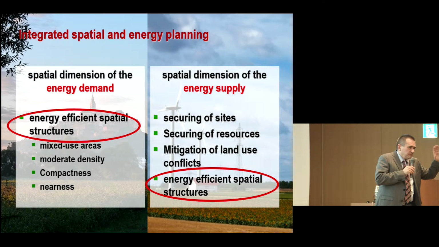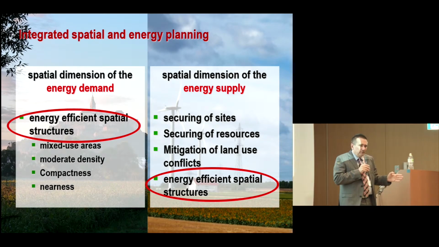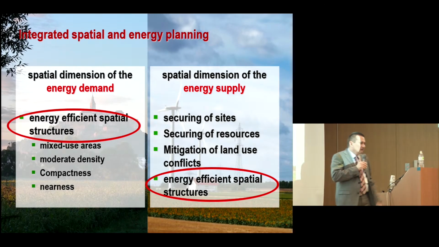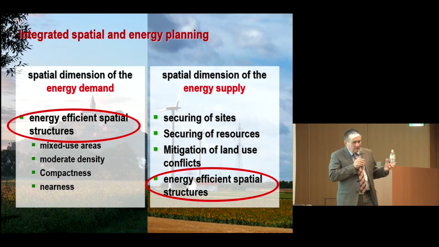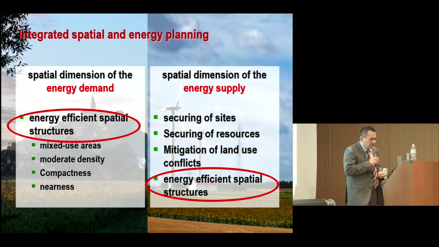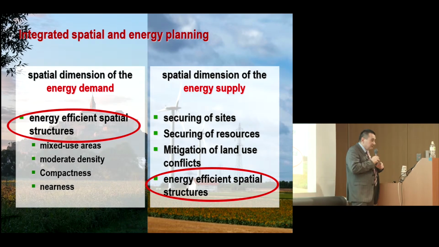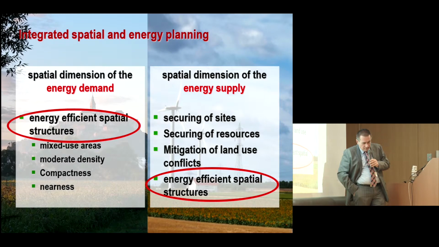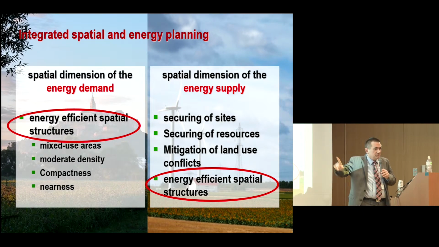Of course, we know that we have to take care of where the renewable energy is produced, take care of wind power plant sites and so on. But it is also a very important issue to combine the spatial dimensions of the energy demand and the energy supply. And this is also, by the way, where the people live. And this is also very important.